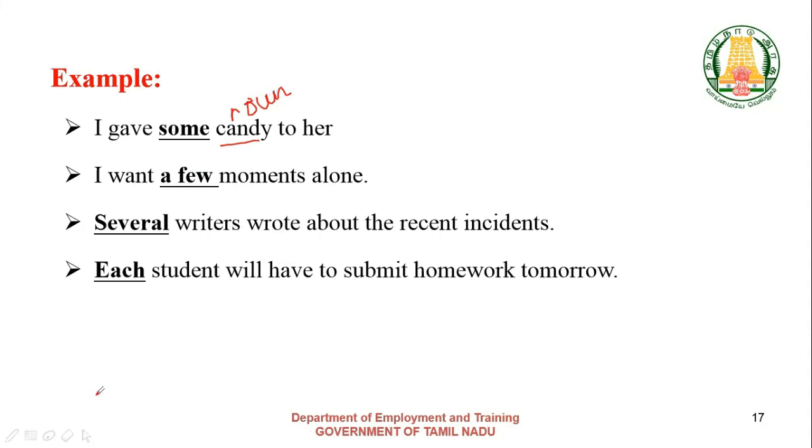Second example. I want a few moments alone. Here, few is not very particular about the exact numbers. Next example. Several writers wrote about the recent incidents. In this sentence, writers is a noun. Several specifies or describes the noun writers. How many writers? We are not specific about the counting, but several writers. Okay. Next one.